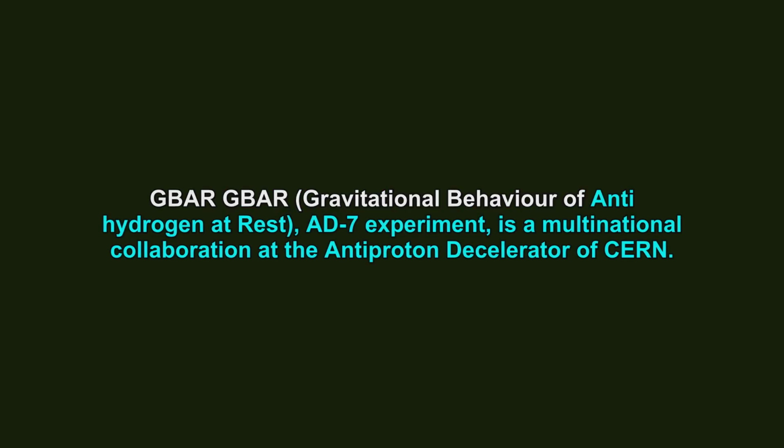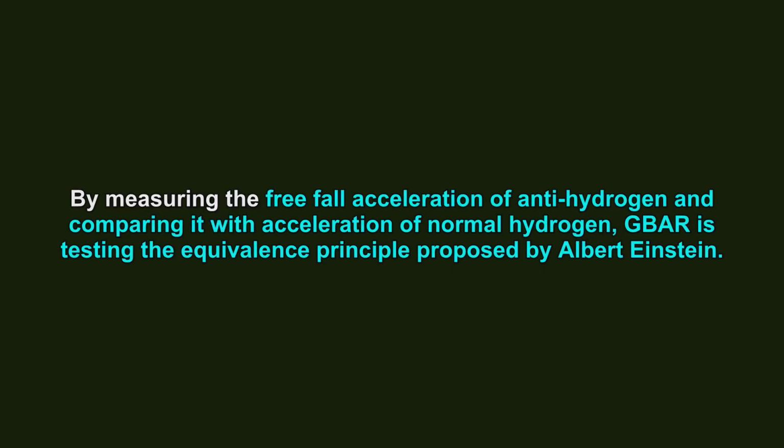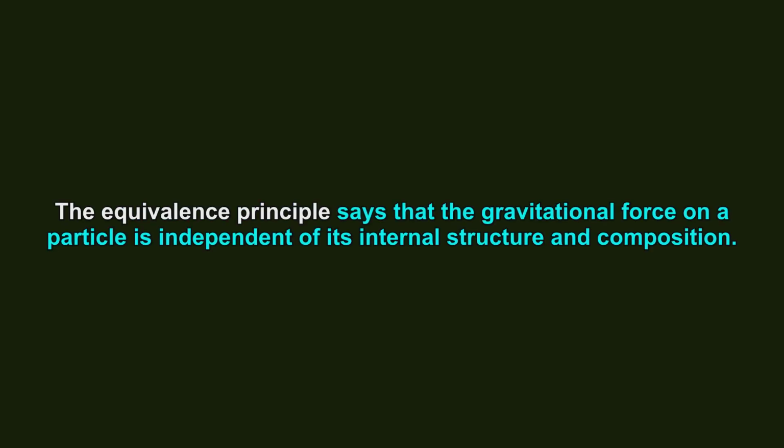GBAR, gravitational behavior of antihydrogen at rest, the AD7 experiment, is a multinational collaboration at the Antiproton Decelerator of CERN. The GBAR project aims to measure the free-fall acceleration of ultra-cold neutral antihydrogen atoms in the terrestrial gravitational field. By measuring the free-fall acceleration of antihydrogen and comparing it with the acceleration of normal hydrogen, GBAR is testing the equivalence principle proposed by Albert Einstein. The equivalence principle says that the gravitational force on a particle is independent of its internal structure and composition.